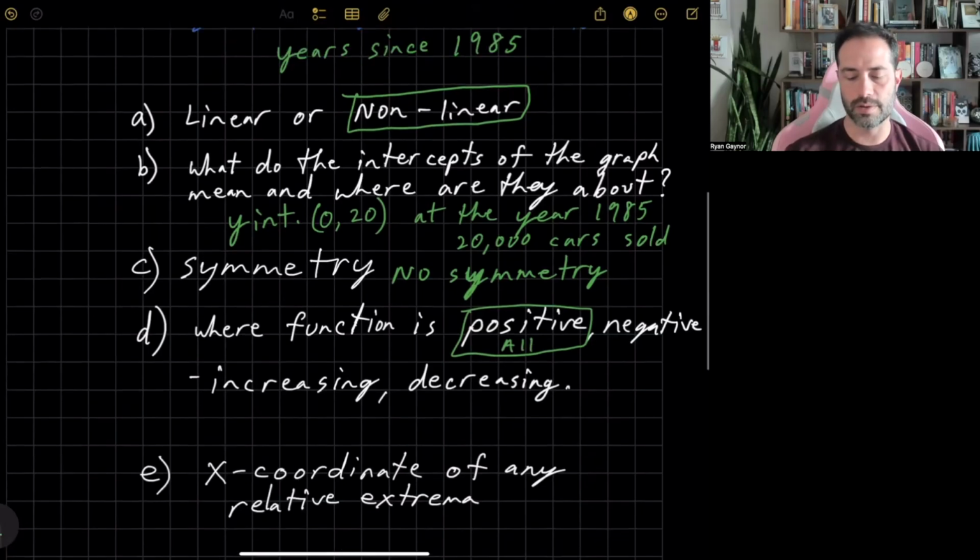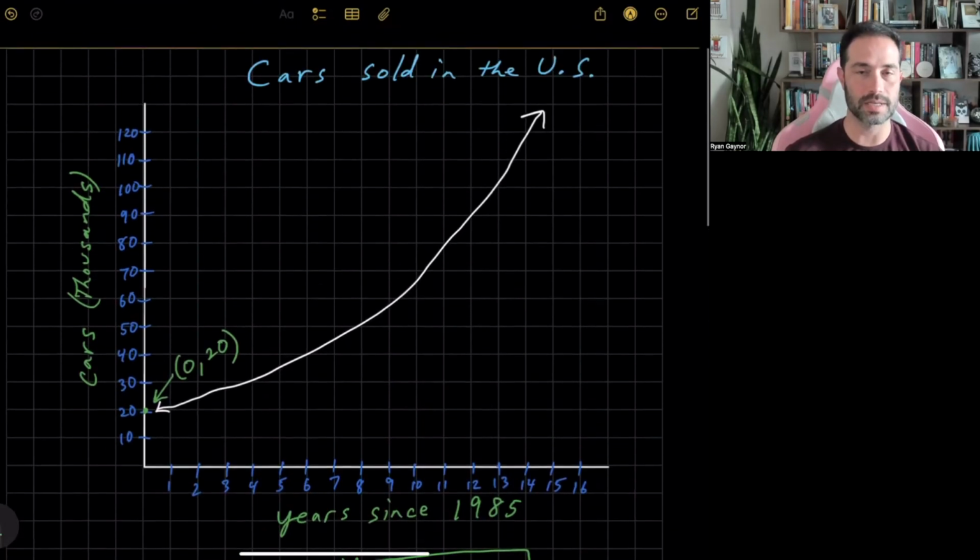Okay, now they're asking, where's the graph negative? Well, since it's above the x-axis the entire time, then it's not negative anywhere.